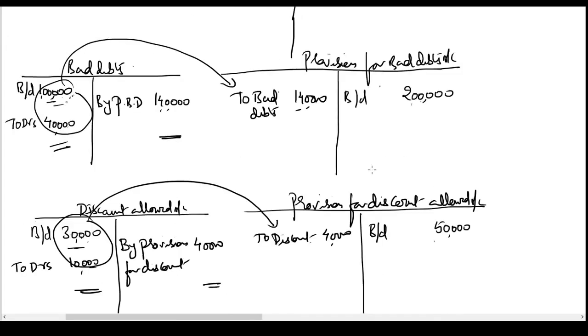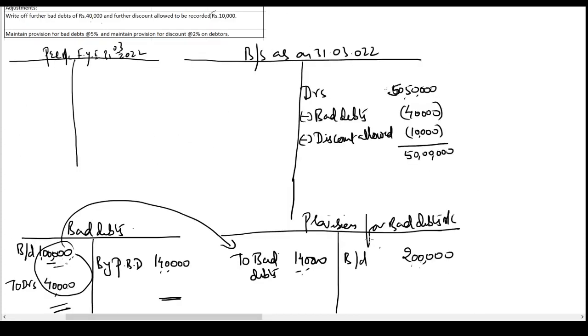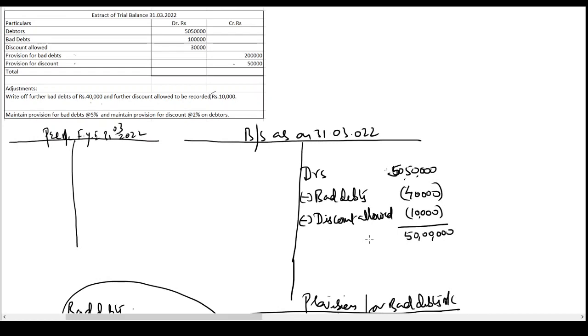Now tell me how much is left in the provision for bad debts account. There was a balance of 2 lakh. I have used up 1,40,000. That means 60,000 remains. Here I had 50,000 rupees. Out of that I have used 40,000. So 10,000 remains. Now let us see what the problem is saying. Maintain a provision for bad debts at the rate of 5% on debtors and maintain a provision for discount at the rate of 2% on debtors.